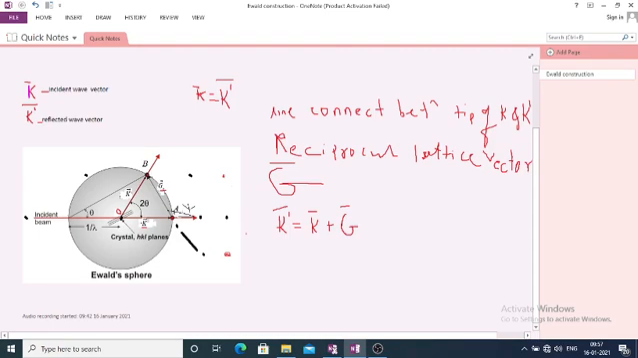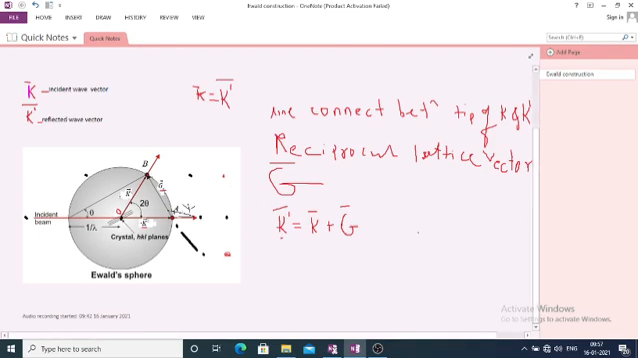Now we consider that the wave vector K dash is given by the above relation. So the wave vector K dash given by this equation follows the Bragg's condition. Now we consider this figure.